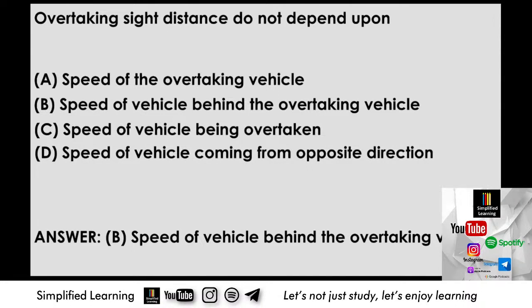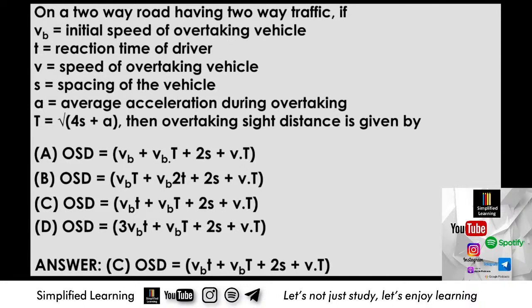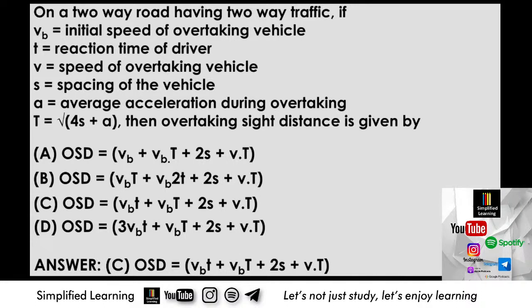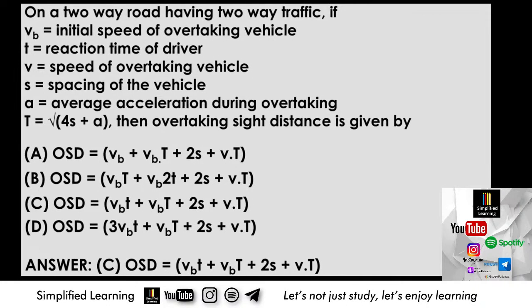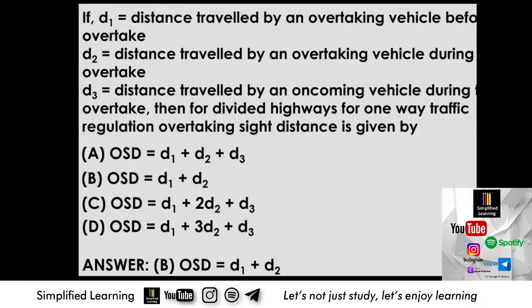Overtaking sight distance does not depend upon the speed of the vehicle behind the overtaking vehicle. On a two-way road having two-way traffic, if Vb is initial speed, t is reaction time, V is speed of overtaking vehicle, s is spacing of the vehicle, and A is average acceleration during overtaking, then T is equal to square root of 4s by A. The overtaking sight distance is given by OSD equal to Vb into t plus Vb into T plus twice small s plus V into T.